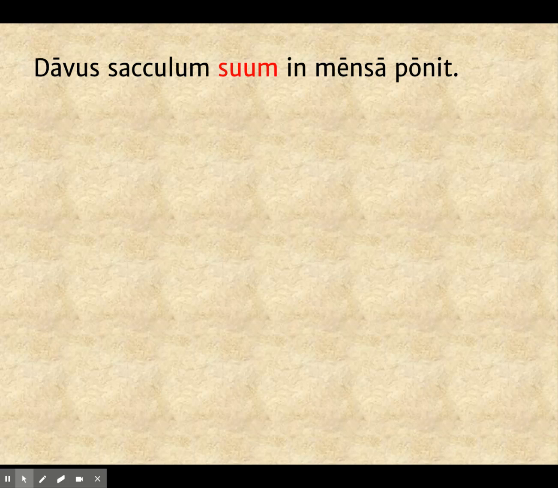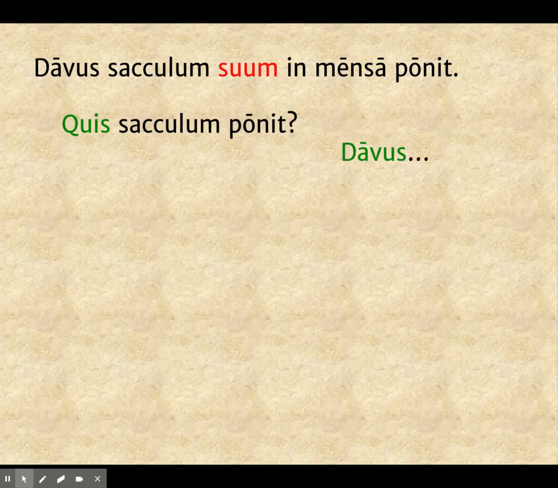Davus saculum suum in mensa ponit. Ponit is that downward motion. So first question, quis saculum ponit? That's right, Davus saculum ponit. Now, suum agrees with saculum. So my next question, cuius saculus est? Davi saculus est. So hopefully you said Davi.